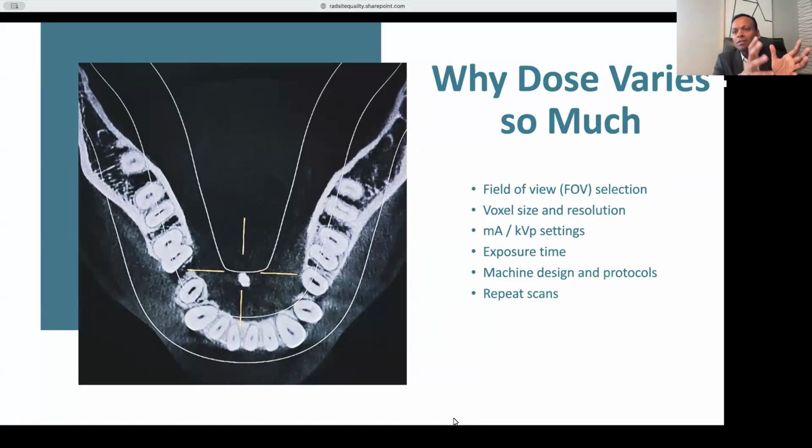It will be among these reasons that I have listed here. Yeah, I would add, Chris, also for the techniques, the factors are mA, kVp, and the exposure time. Also repeat scans. The number of times you have to redo the scan can create more radiation exposure. Basically, higher settings equal more photons, equal higher dose.